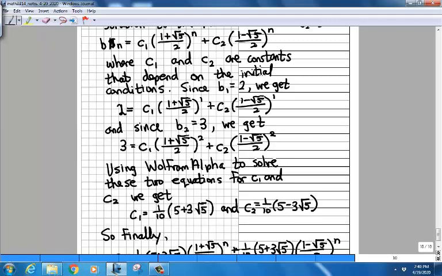Do you believe that? Well, we'll have to trust Wolfram Alpha, right? Or you can try to solve that yourself. Solve these two equations simultaneously for C1 and C2. Anyway, this is what we get.